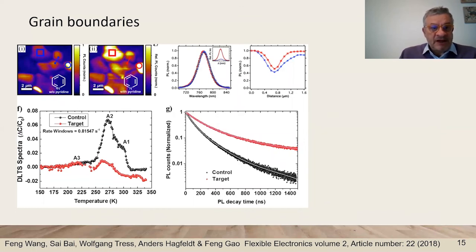Here it is the same. By a chemical treatment, we increase a lot the radiative recombination, as we can see in the picture, where now the grains radiate a lot because the interfaces between grains have been passivated.